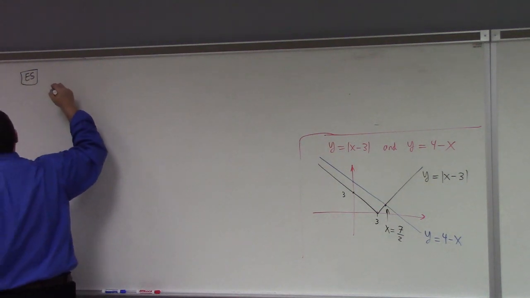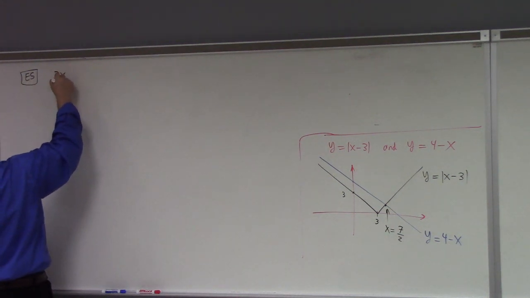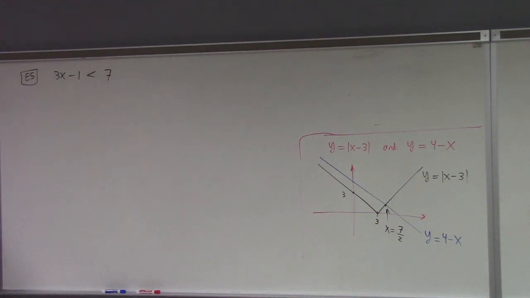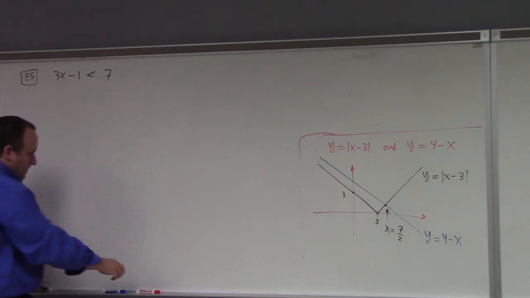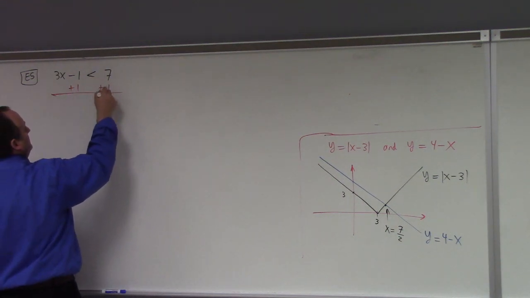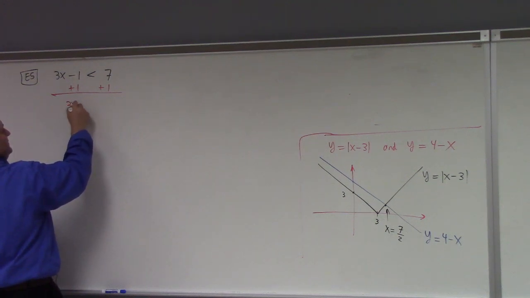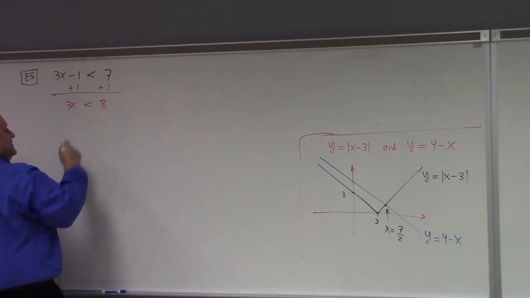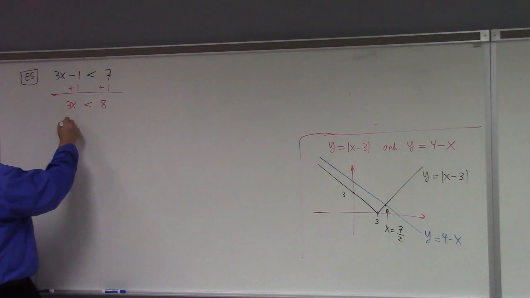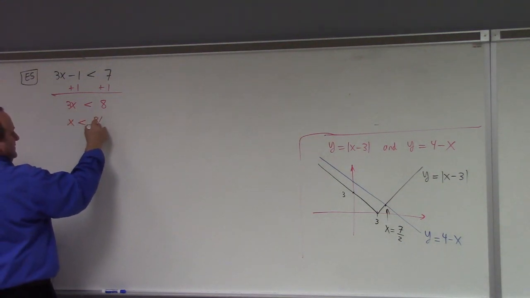Anytime. So let's look at 3x minus 1 less than 7. Can we solve this inequality? Yeah. Right. How do we do it? What do we do? Add 1 to both sides. Very good. Which gives us what? 3x less than 8. Then we can do what? We can divide by 3. Right? It's allowed. x is less than 8/3.